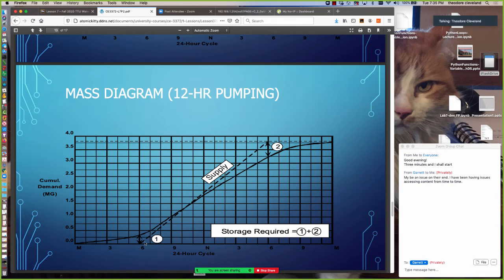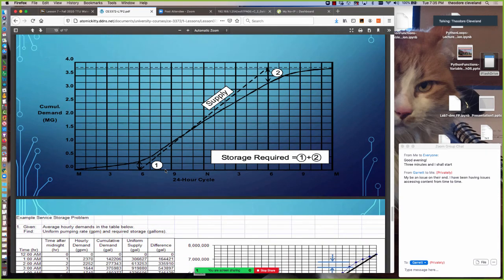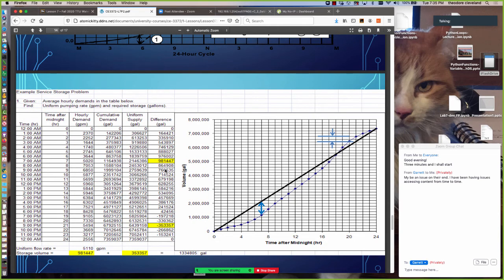We look at the two maximum deviations between supply and demand: the maximum when demand is bigger than supply and when supply is bigger than demand. Add the two together, and that gives us our required flow equalization storage. And we'll go visit this spreadsheet. This spreadsheet is depicting the same information.